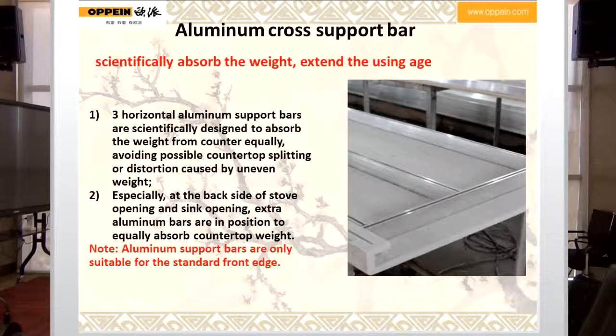So this is the aluminum cross support bar. Scientifically, it absorbs the weight and extends the service life. It has three horizontal aluminum support bars. These bars are scientifically designed to absorb the weight from the countertop equally, and can avoid possible countertop splitting or distortion caused by uneven weight, especially at the backside of the stove opening or sink opening. Extra aluminum bars are in position to equally absorb countertop weight. But the aluminum support bars are only suitable for the standard front edge. For a non-standard front edge, it is a countertop material support.